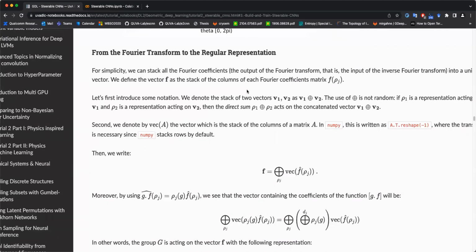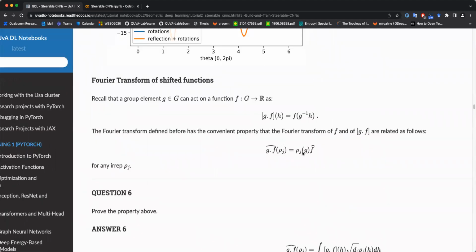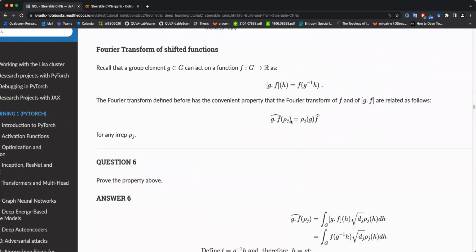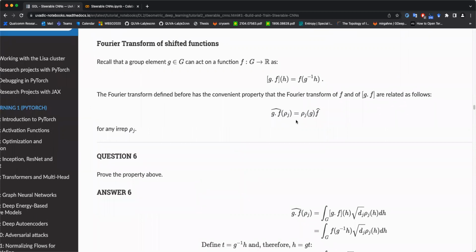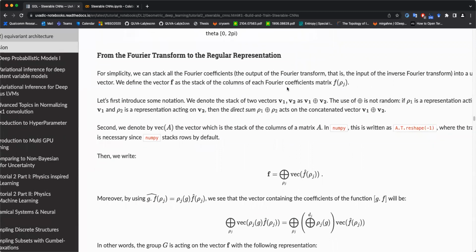Okay, so now this property we just proved, that we can rotate the Fourier coefficients by multiplying with the actual IREPs, and that's equivalent to shifting the function, is the essential property we need to use to build equivariant networks later. So let me first try to connect a couple of dots here. Let's look at the Fourier coefficients.